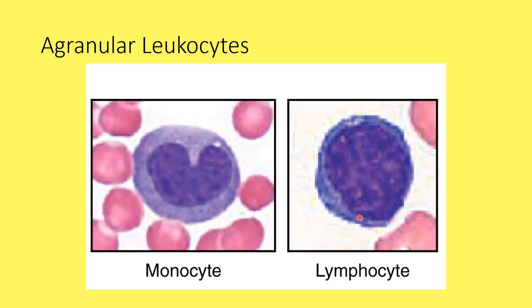So the lymphocyte, you can see this huge nucleus, takes up almost the whole thing. And then the monocyte, that kind of looks like a U or a horseshoe, depending on your point of reference.